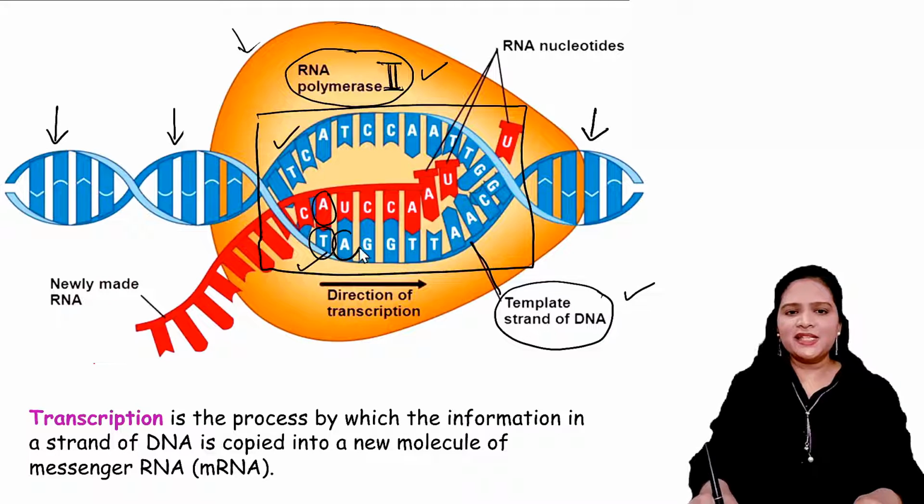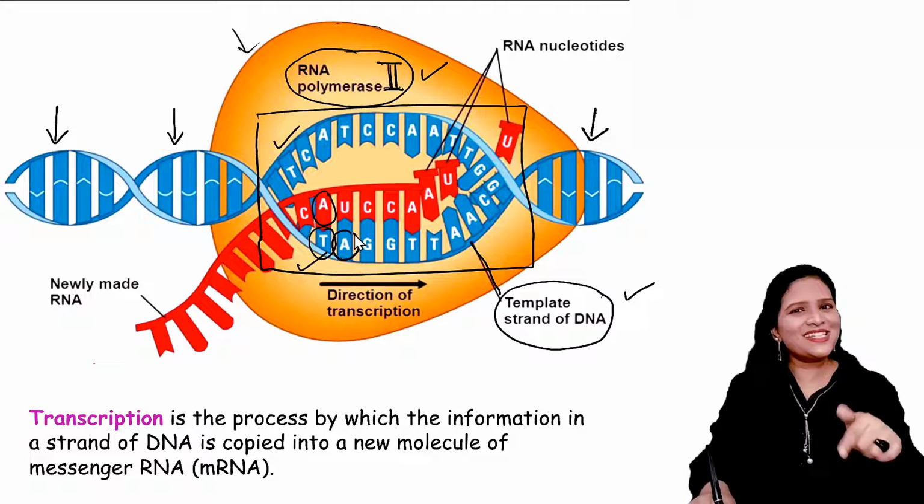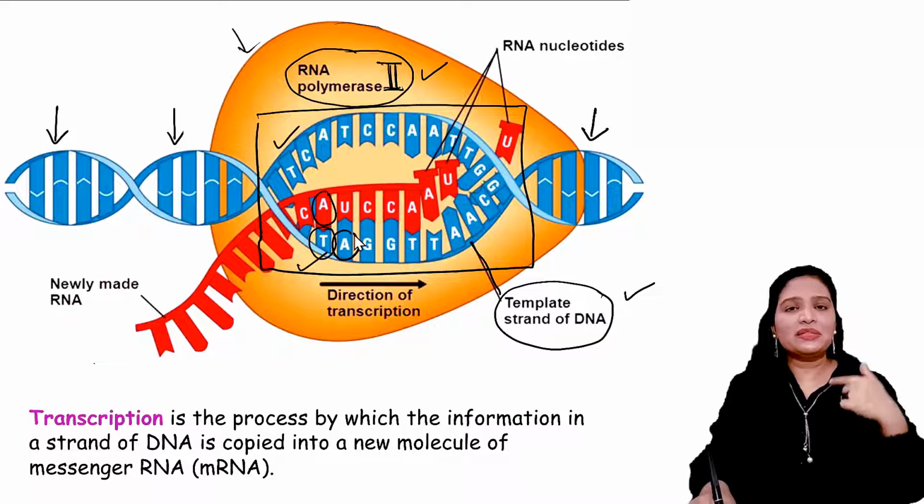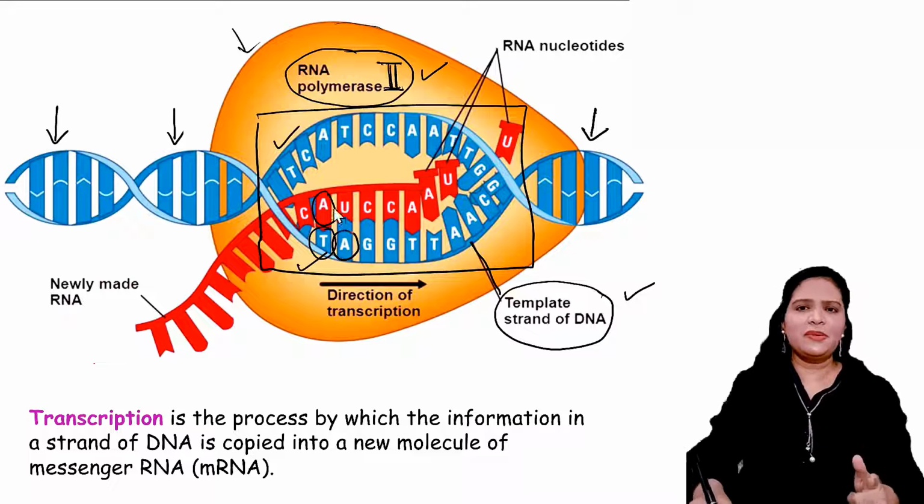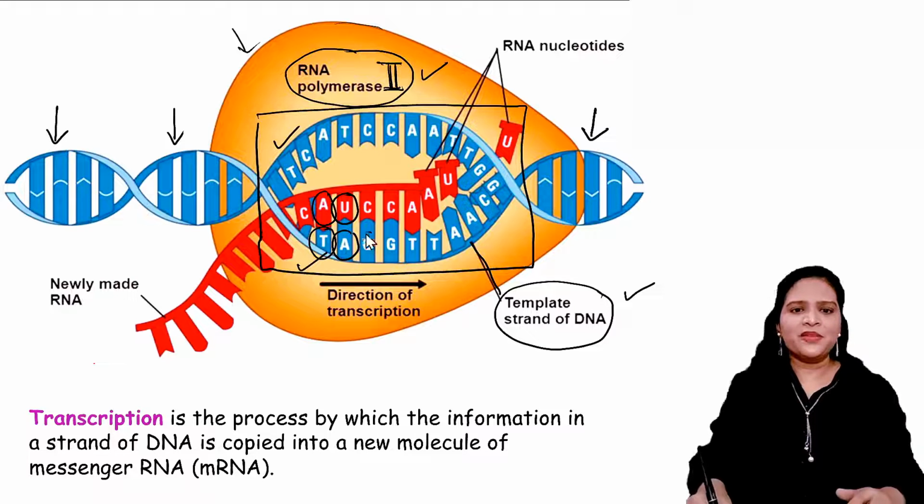Then the next nucleotide is adenine. Complementary to adenine, now this is RNA, so instead of thymine, uracil will be added. So adenine pairs with uracil because this is RNA. Then guanine, complementary to guanine is cytosine. Similarly here. Then complementary to thymine, adenine.